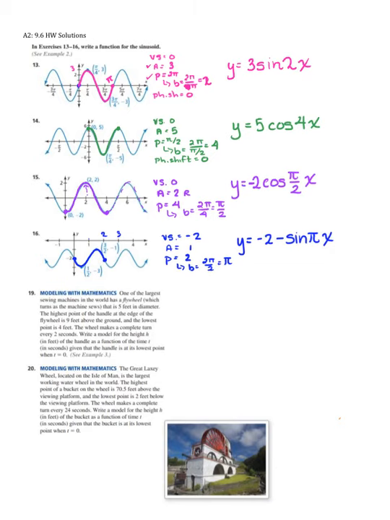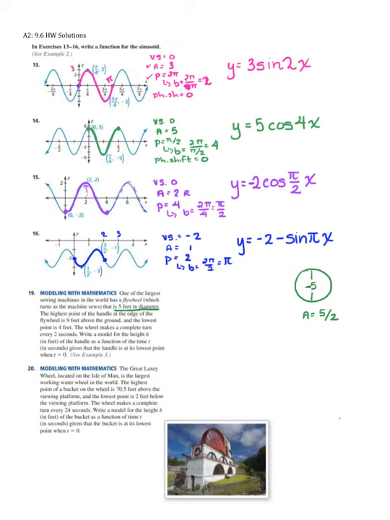All right, so there's the equations for those 4. Now let's get on to our modeling. One of the largest sewing machines in the world has a flywheel which turns as the machine sews that is 5 feet in diameter. So we have something that is 5 feet in diameter. That tells me my amplitude is going to be half of that. So my amplitude will be 5/2.